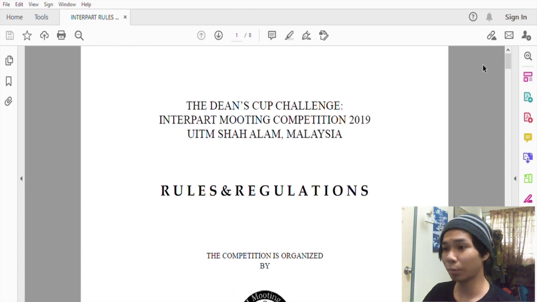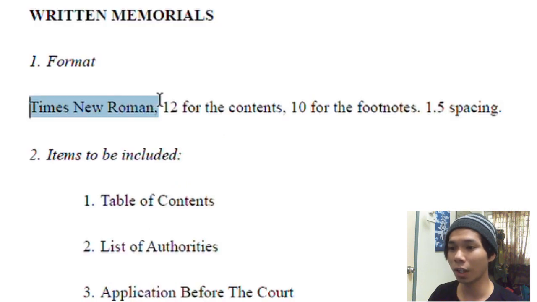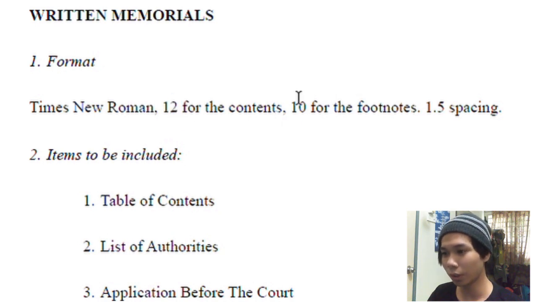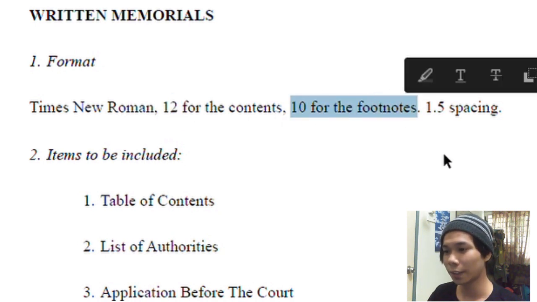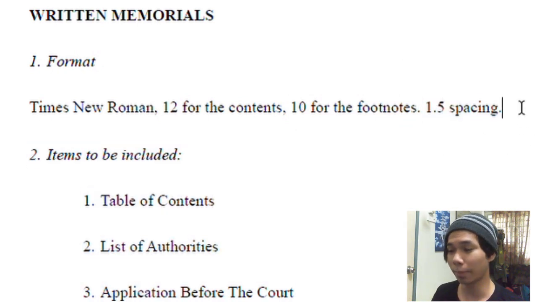This is the second mooting competition that I've entered in my life. So you have to look at the format. Usually it's standard international, meaning that the font that you'll be using is Times New Roman. The size is 12. The size is 10 for the footnotes, and 1.5 spacing for the paragraphs and the words that you type.